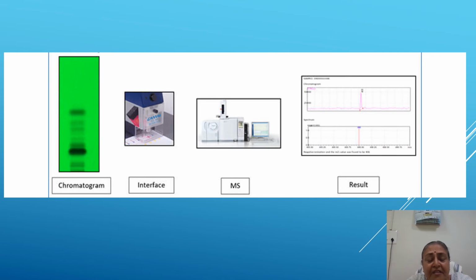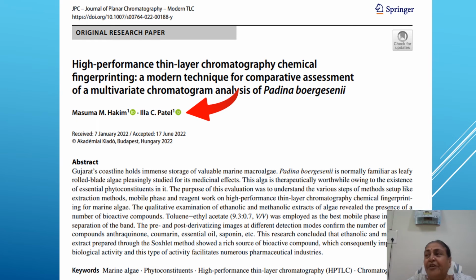Now we have a lot of new things in HPTLC. We can separate these with the help of an interface. Then we can take a mass of it through mass spectroscopy. We can obtain the result in the form of peak area, peak length, peak height, and we can then identify the particular compound and use it for pharmaceutical formulation.